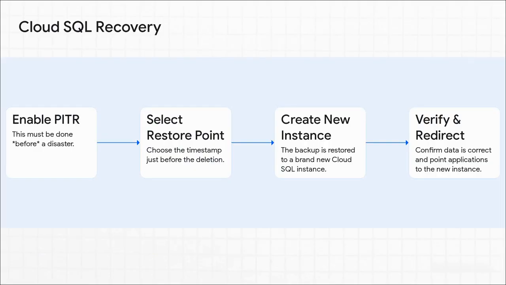Now, when you look at how this works, there's one step that's absolutely non-negotiable. Step 1, you have to have enabled point-in-time recovery before the disaster. It's not something you can turn on after the fact. But if you did that prep work, the rest is surprisingly calm. You just pick the timestamp, Google spins up a new instance with your data perfectly restored, you double-check it, and point your app to the new location. And just like that, you've averted a crisis.